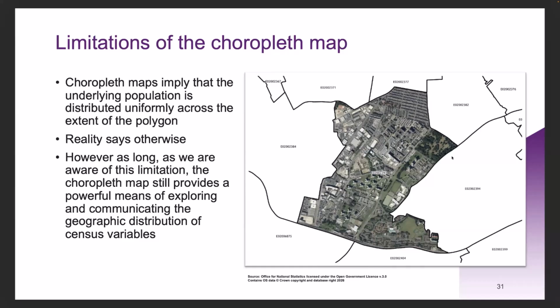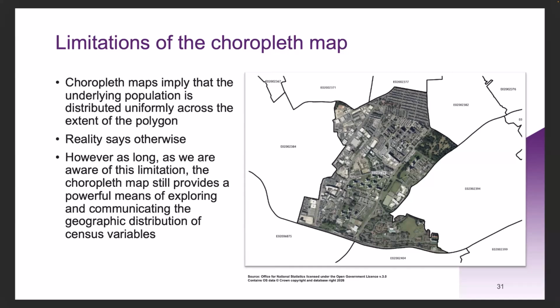So the choropleth map as is can be a bit misleading, because the data is not uniformly distributed underneath it. As we'll see at the end of the presentation, there are alternatives to the choropleth map which have become more popular among some of the ways of visualizing the census data. So just be aware of this limitation.